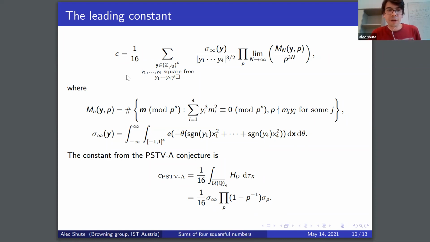Okay, so if we try and compare C with C_PSTV-A, the thing is, this C we can't write as a single Euler product. It's not multiplicative in the y's. And it turns out that actually C and C_PSTV-A aren't equal. However, in the formulation of the PSTV-A conjecture, they did allow for the removal of thin sets. So we've already removed a thin set T, but maybe if we remove some other thin set as well, then these constants do match up.